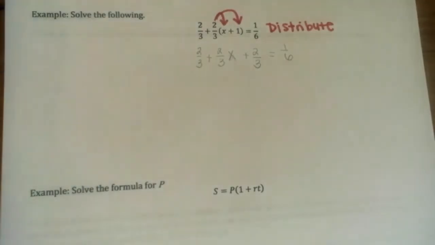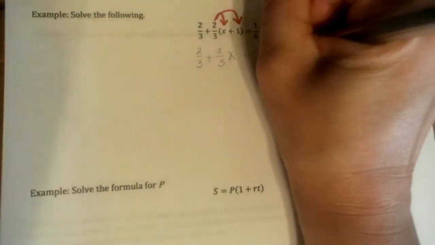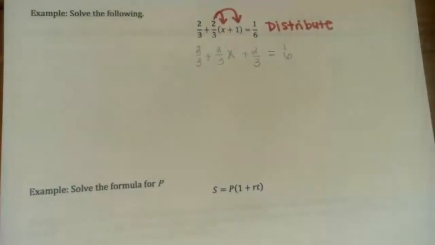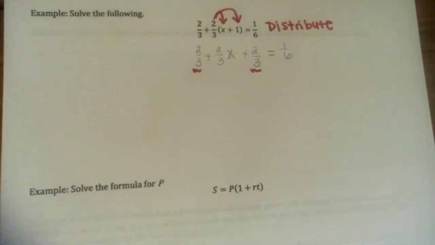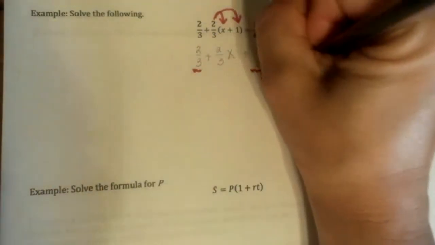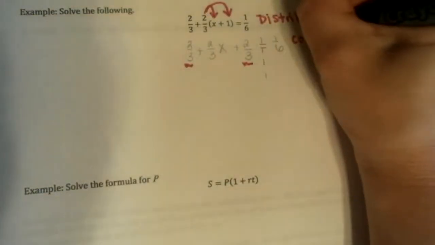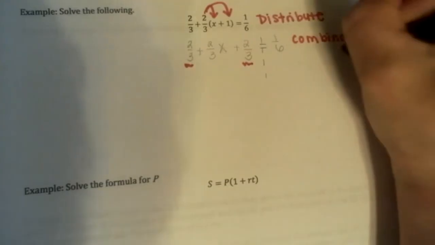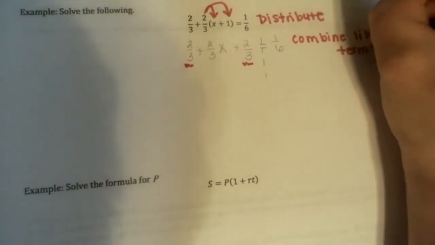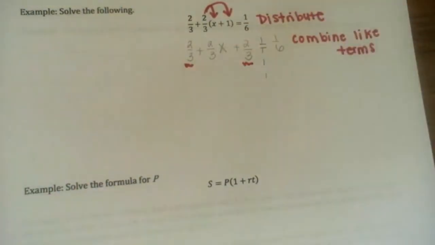All right, so we got stuff everywhere. Let's simplify this a little bit by combining like terms. So we have a 2/3 plus a 2/3. Thankfully, they're on the same side of the equation, so we're just going to combine them together. And here, let me put here, combine like terms. Thankfully, they are like terms. They're just numbers you can add. But even further, they have common denominators, so that makes it even easier for us.